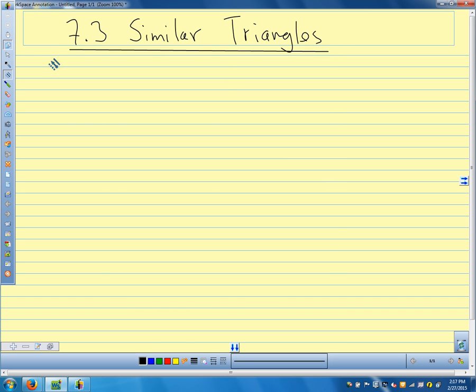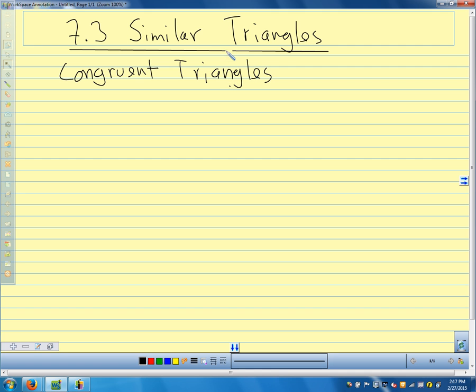All right, so let's remember for congruent triangles, how did we decide, what were our theorems to decide if triangles were congruent? We had 3 of them, basically. I'll get us started. SAS, side angle side.